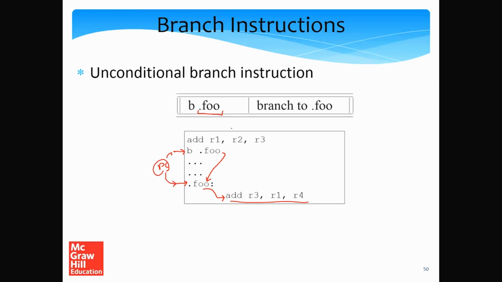So the branch statement in assembly is very simple. We just write B and then the name of the label. So the format in this case is B and the name of the label.